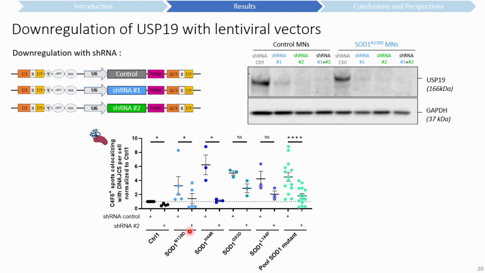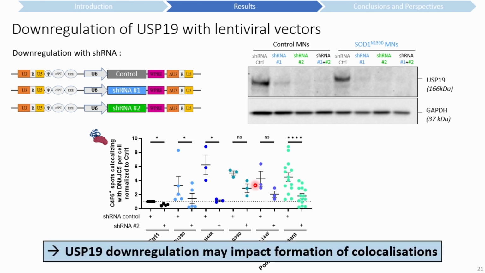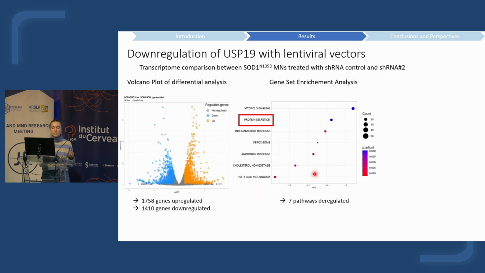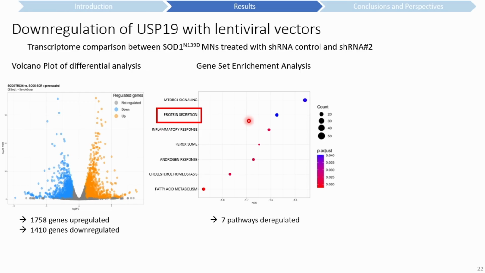When we compare the siRNA control and the siRNA number 2 that efficiently decreases USP19, you can see a significant decrease in the number of colocalizations per cell in some clones. Even for the clones where it's not significant, there's still a trend to decrease. So we show that USP19 downregulation may impact the formation of the colocalization. To know more about how USP19 downregulation may impact the rest of the motor neurons' behavior, we performed RNA sequencing. Here you can see the result of the transcriptome comparison for the mutant cell lines, comparing siRNA control and siRNA that downregulates USP19.